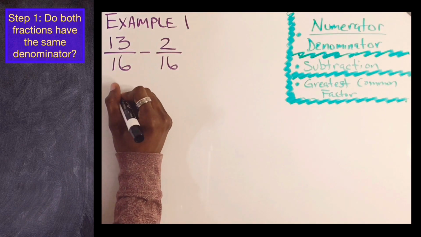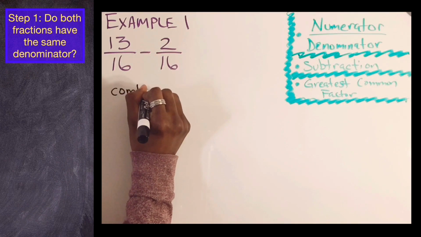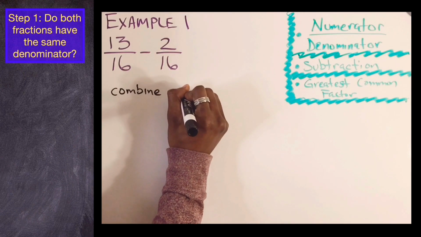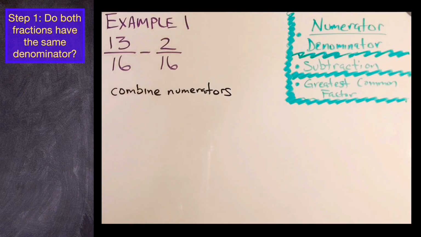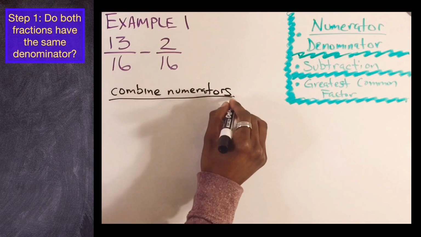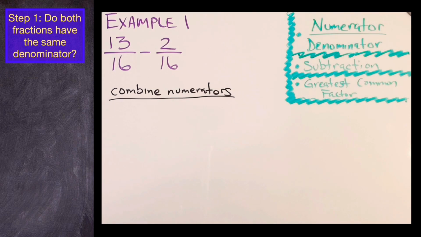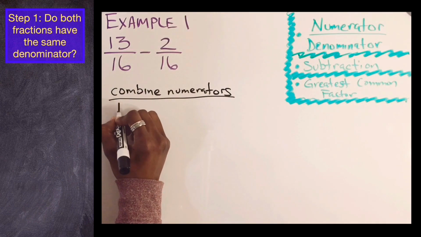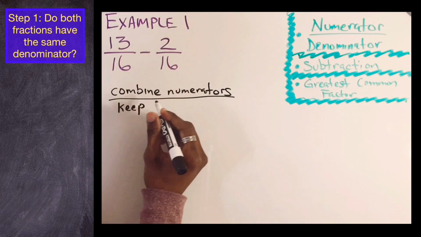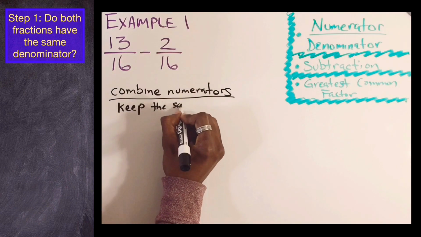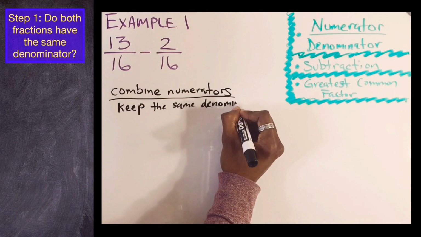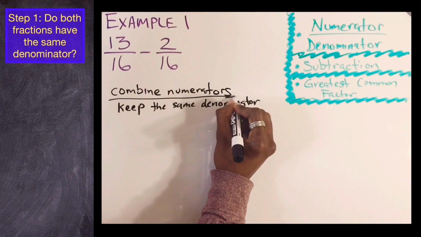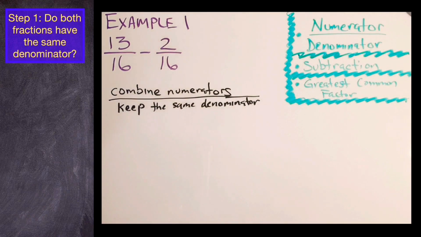So we're going to combine the numerators. All right. And that's going to be the top of our fraction. And as far as the denominator is concerned, we're going to keep the same denominator. Okay? So this is what our new fraction is going to look like.